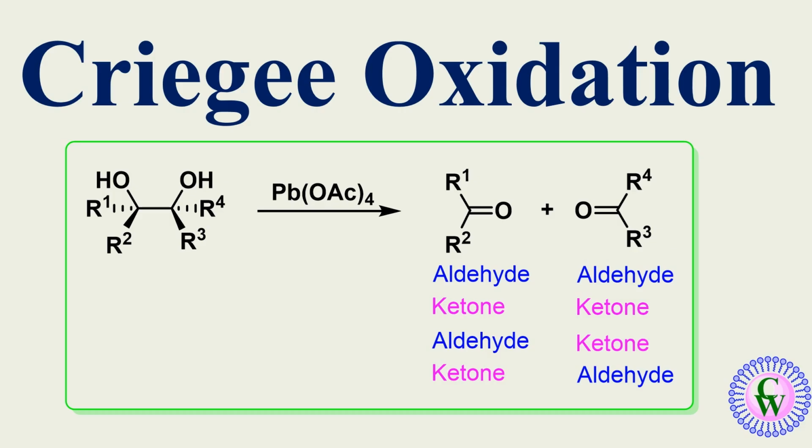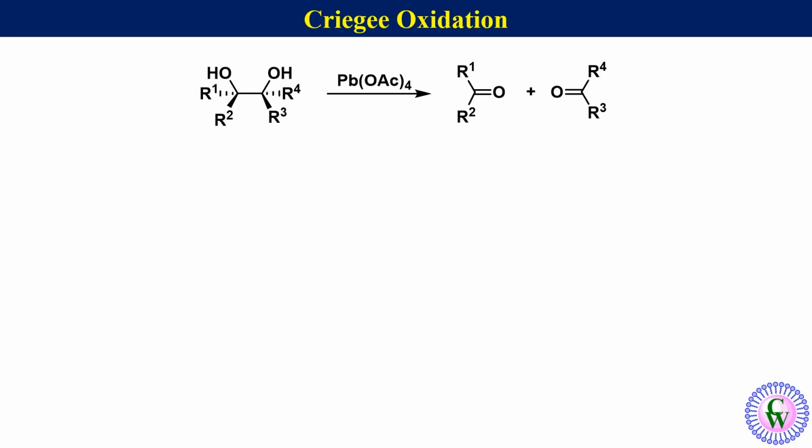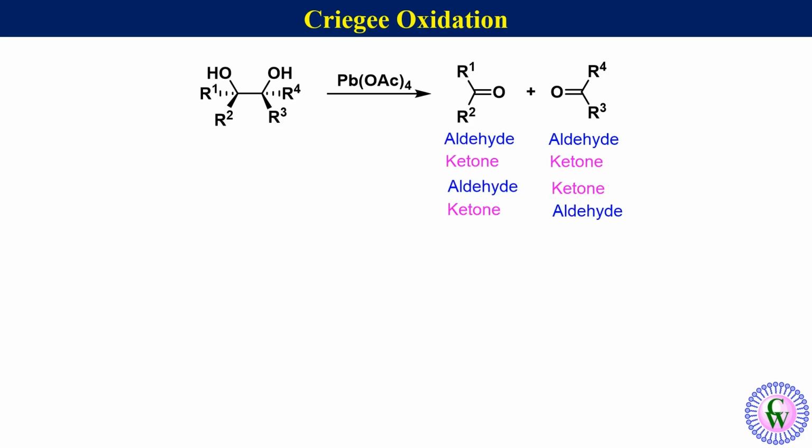In this video we are going to discuss Criegee oxidation. In this reaction, one molecule of a vicinal diol reacts with lead tetraacetate to produce two molecules of carbonyl compounds that, depending upon R groups, may be two aldehyde molecules, two ketone molecules, or one aldehyde and one ketone.